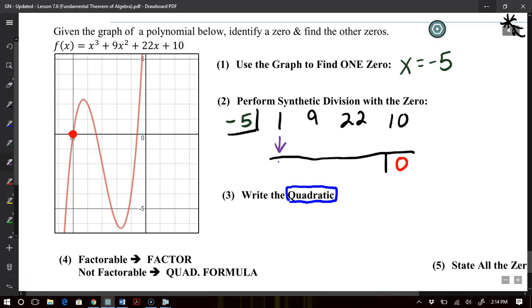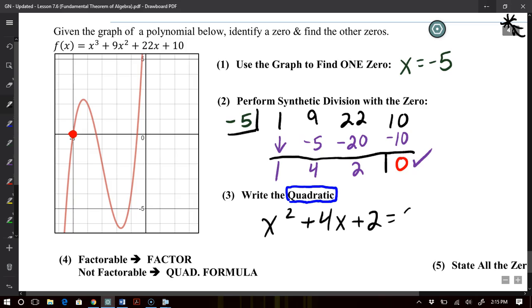So we drop down the first term, I get a 1. -5 times 1 is -5. 9 minus 5 is 4. -5 times 4 is -20. 22 minus 20 is 2. -5 times 2 is -10. 10 minus 10 is 0, we did our synthetic division properly. So therefore, we are left with the quadratic x squared plus 4x plus 2 equals 0.